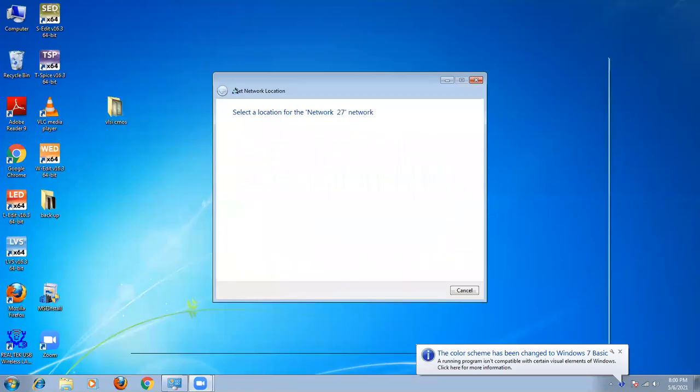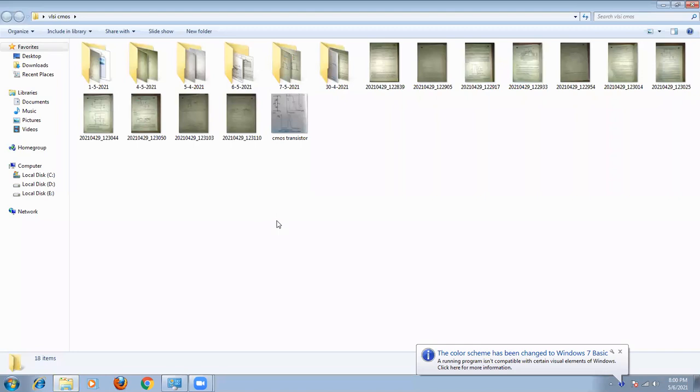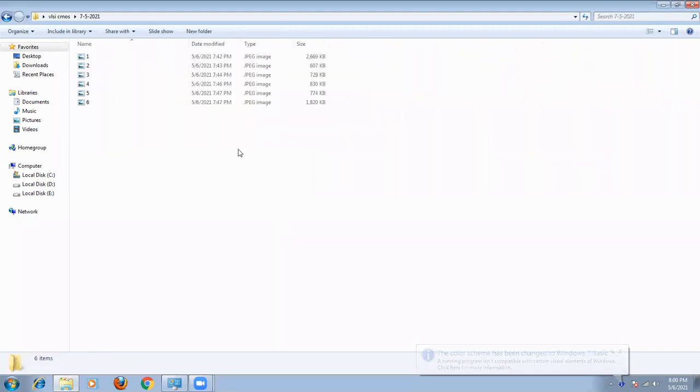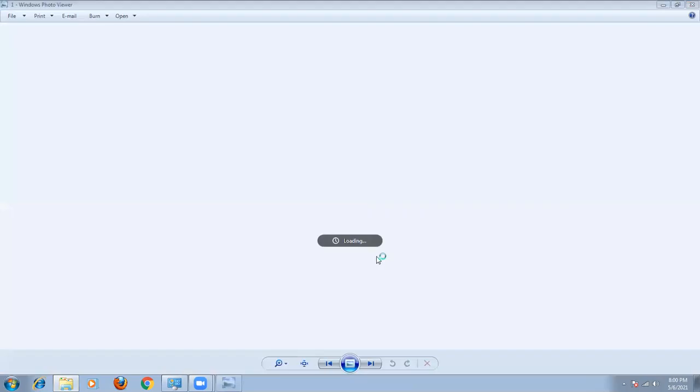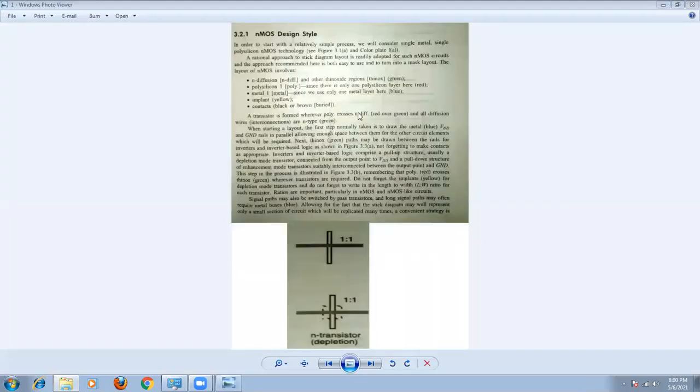Okay, let's go now. We're going to start. I'm going to share the screen. Okay. So this is the NMOS design style. That means we are going to draw the stick diagram.